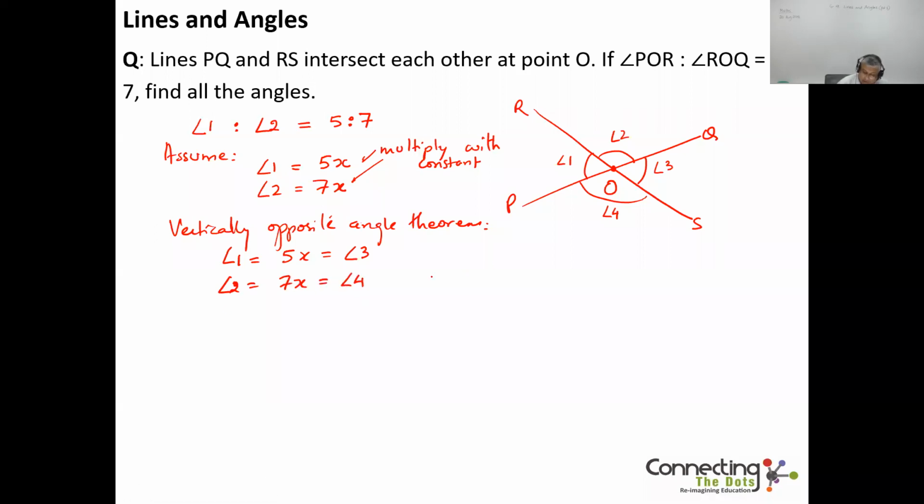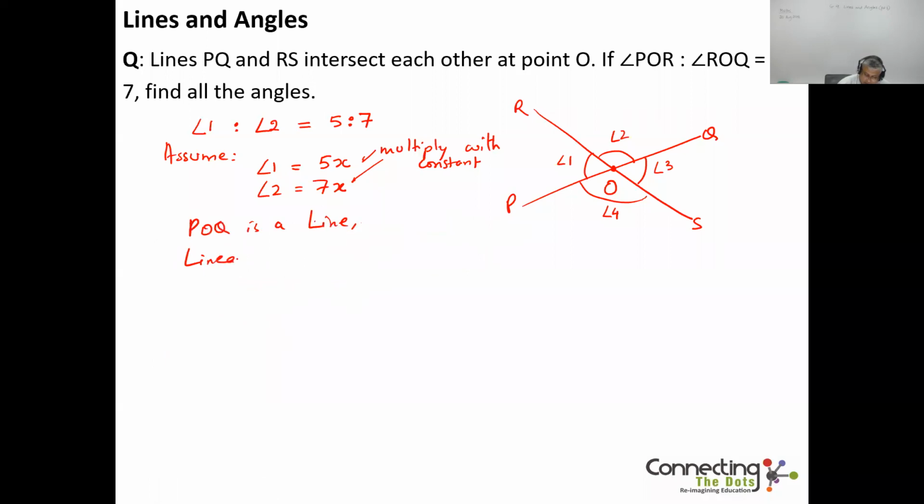So angle 1 and 2. Now you are given POQ is a line, right? Then from linear pair, we have angle 1 plus angle 2 is equal to 180 degrees. Correct? One side of the line. Now, that is 5x plus 7x equals 180.